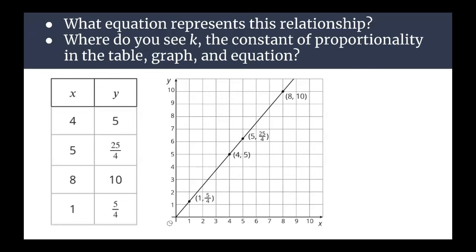So your graph and table both would be represented by the equation y = 5/4 x, because we always multiply x by 5/4 to get the value of y. You could also write this as y = 1.25x. And when you're looking for the constant of proportionality, it's always going to show up as the value of y when x equals 1. So you can see it in the ordered pair (1, 5/4). You can also see it as the coefficient of x in your equation.